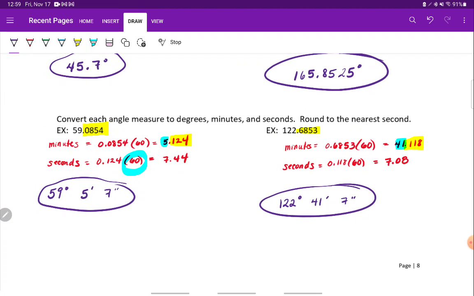You need to be comfortable with both notations because sometimes our angles are going to be given as decimals and sometimes they're going to be given in this degree minute second notation.